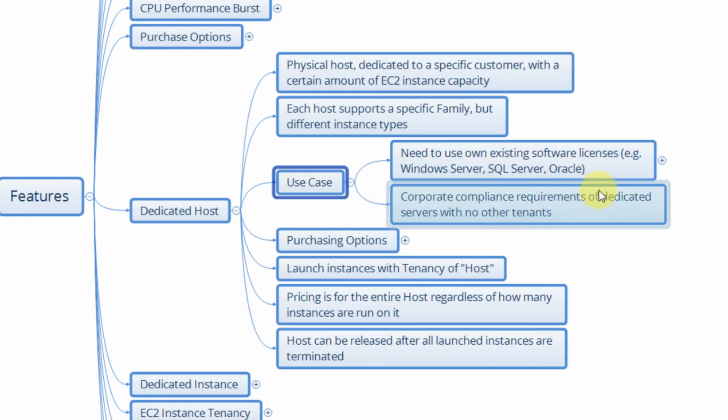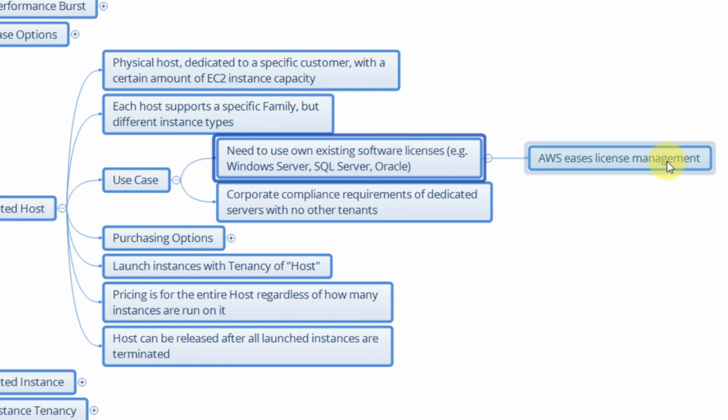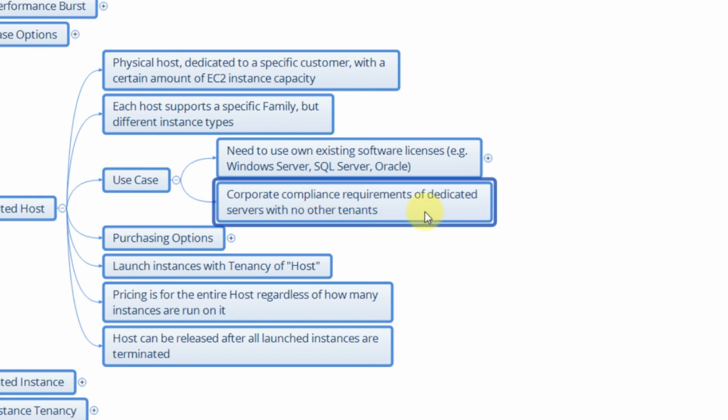A dedicated host is useful when you have your own software licenses to bring, such as the Oracle database license or the Windows Server license, and AWS helps with managing the license on the host. Or if you have a corporate compliance requirement that you must use a dedicated server, with no other tenants, then a dedicated host is the right solution.